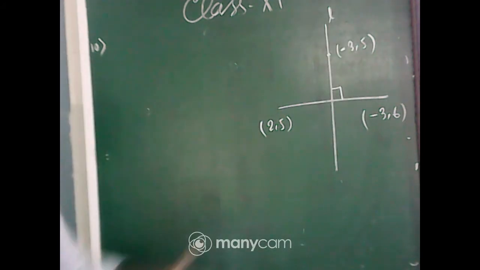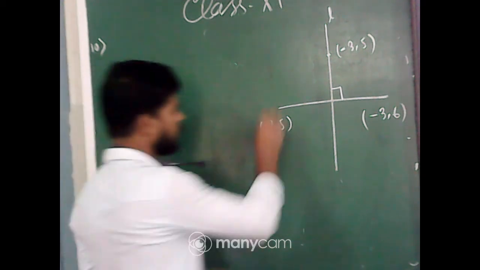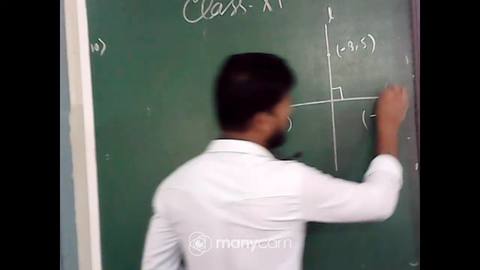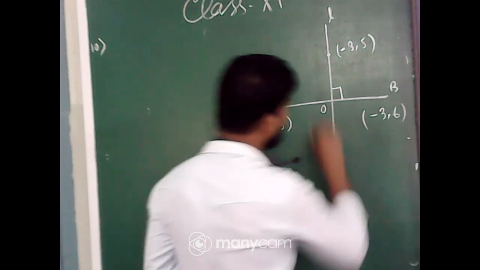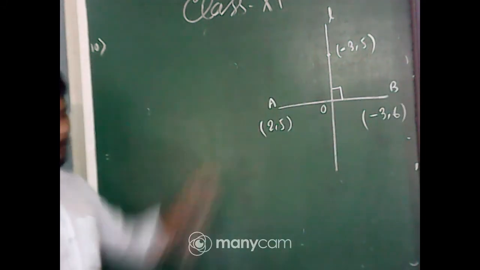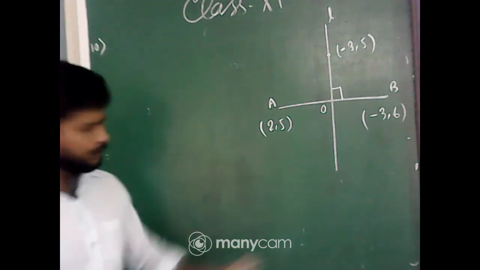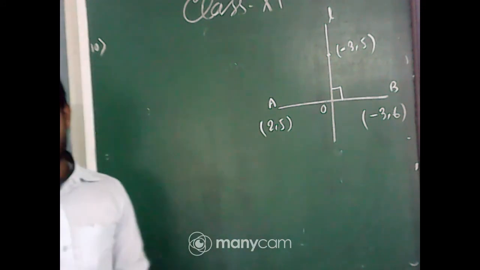Let the line be L. Okay, so this is the diagram of this problem. Let's give it a name. Let this be our point A, this is our point B, and this is the point O. Suppose this is the point O. Clear?